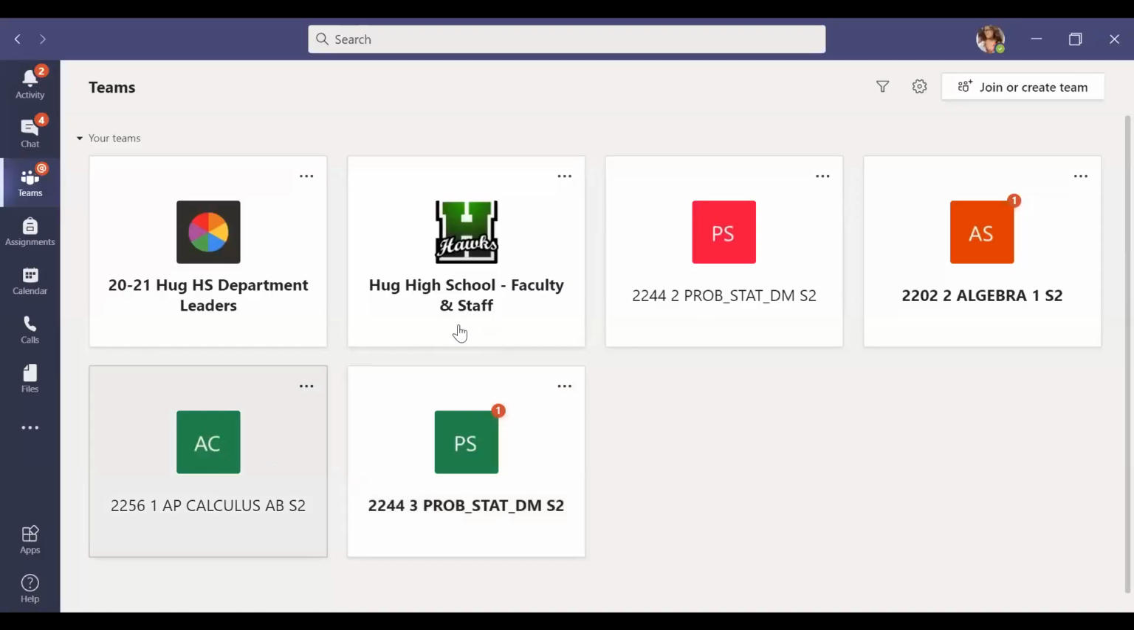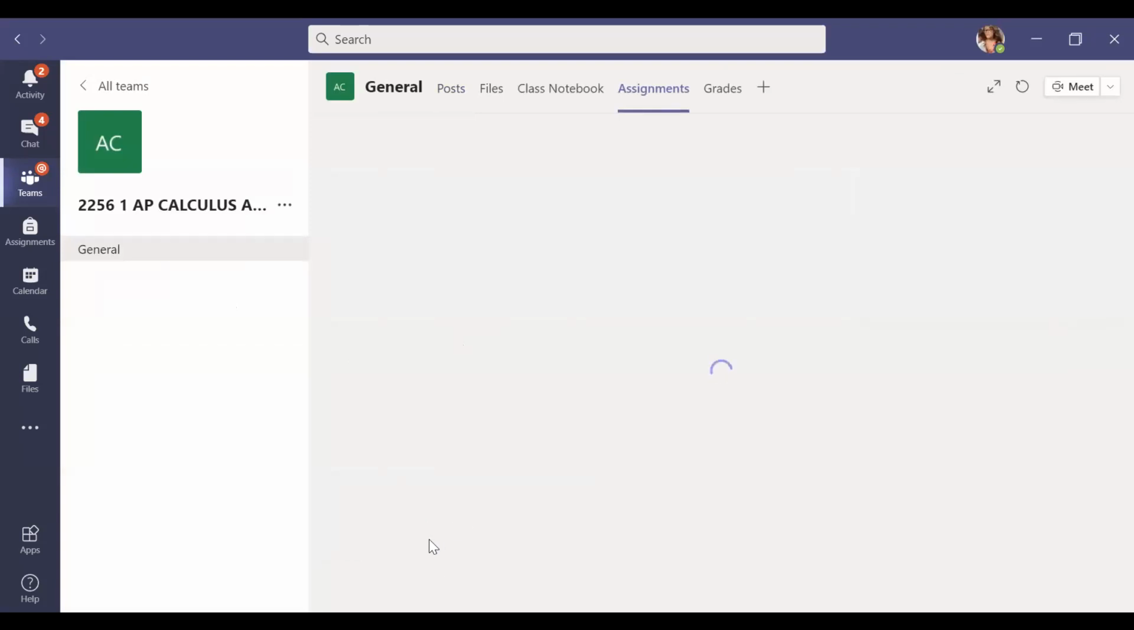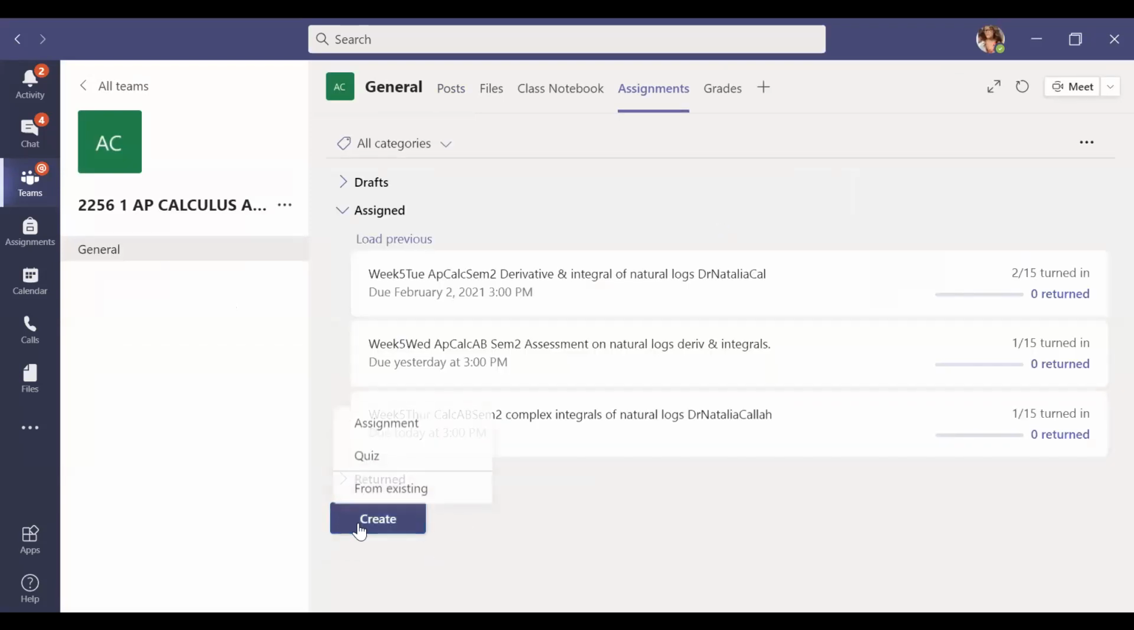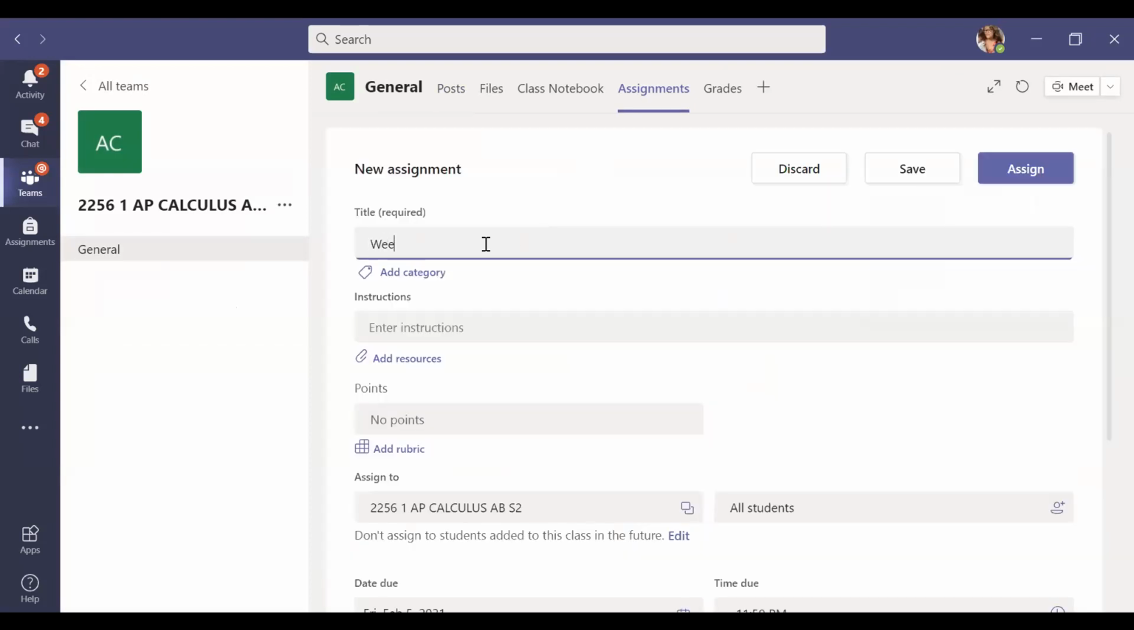All right, let's go ahead and create the assignment for today. Friday for Calculus AB Semester 2. And our topic of discussion is going to be on complex integration of natural logs.